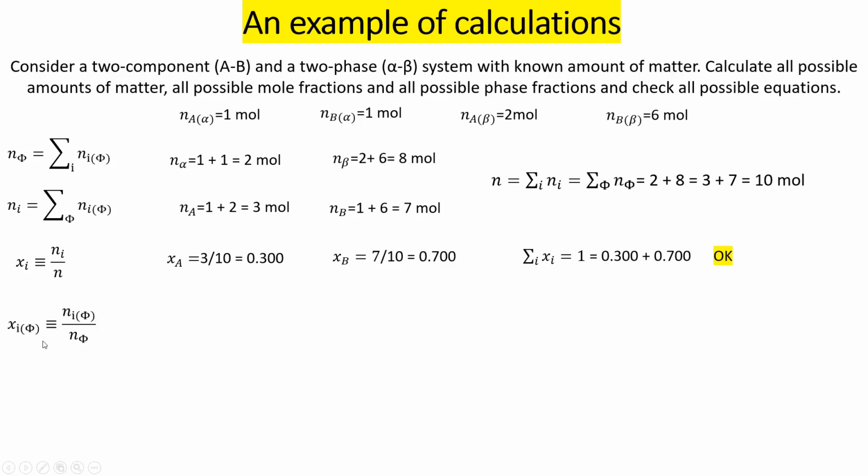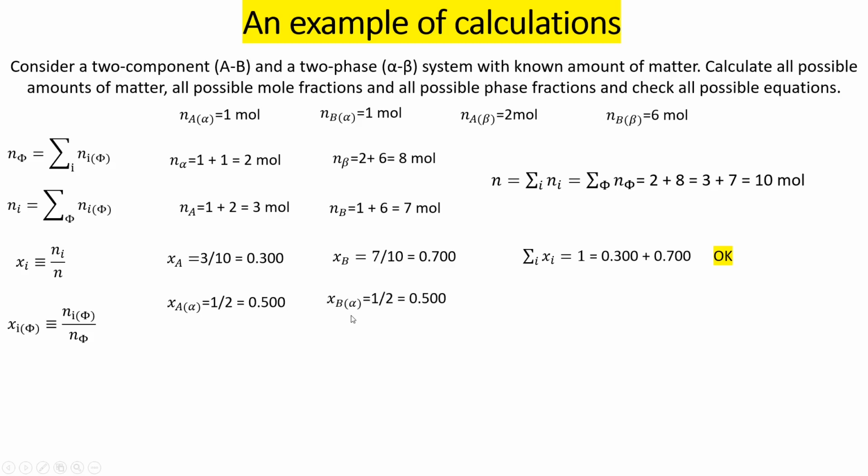Right. Now let me calculate the mole fractions of the components in the phases. First, let me start with XA alpha, so this is the mole fraction of component A in phase alpha. For that I take the amount of matter of component A in phase alpha. Okay, it was actually given. It is 1 mole, so 1. And now let me divide it by the amount of matter of phase alpha, which is calculated as 2. So 1 over 2 is 0.5.